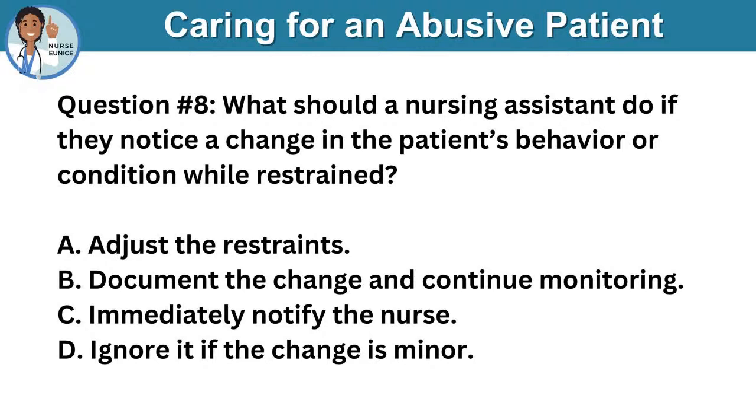Question number 8, we're still taking care of Mr. Wilson. What should a nursing assistant do if they notice a change in the patient's behavior or condition while restrained? A, adjust the restraints. B, document the change and continue monitoring. C, notify the nurse immediately. Or D, ignore it if the change is minor. So Mr. Wilson is now restrained and his respiration rate went from 12 to 6. What do you want to do?